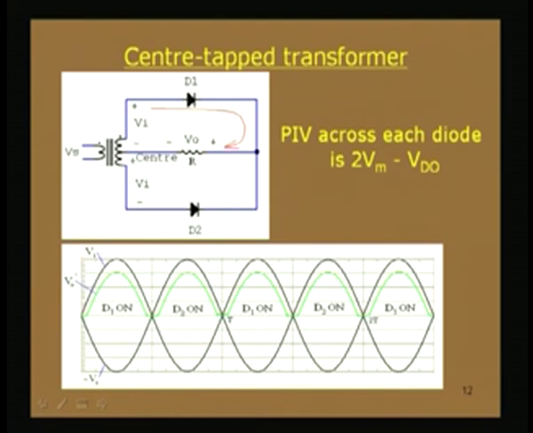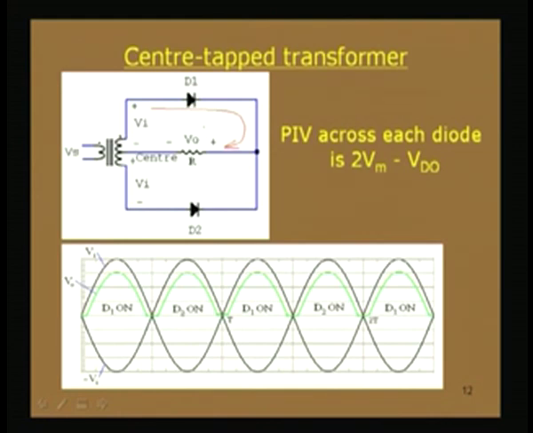So, in this full wave rectifier, this center tapped transformer is used to bring the input voltage to its desired value. We use this transformer. Here there are two diodes D1 and D2. The circuit is like this. We are getting the output voltage across this resistance, which is V naught.